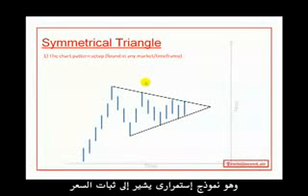So what is a symmetrical triangle? Well, essentially it's a chart pattern setup that can be found in any market and any time frame, and it's a continuation pattern of sorts and reflects a consolidation in price.